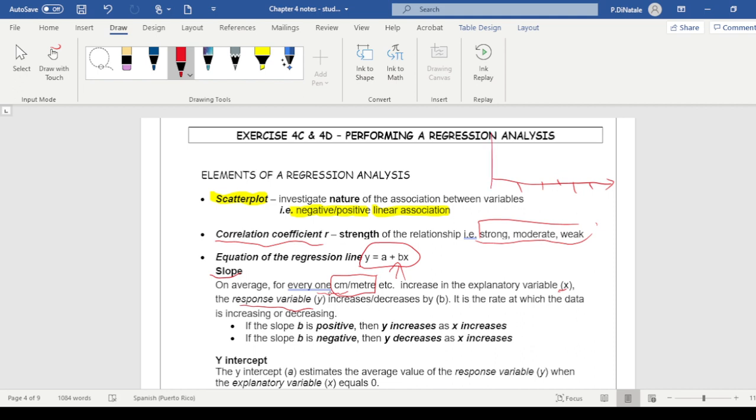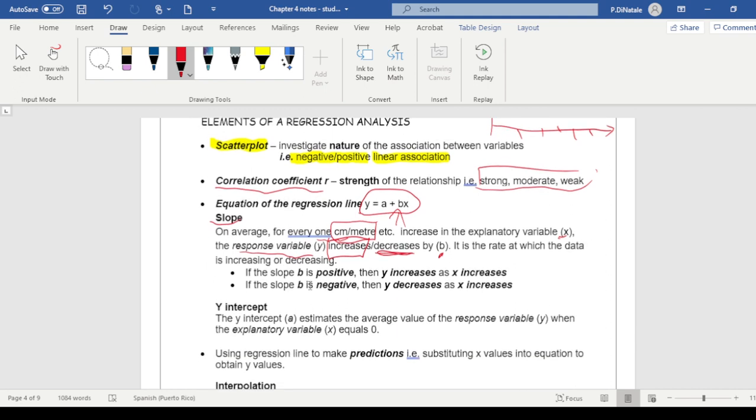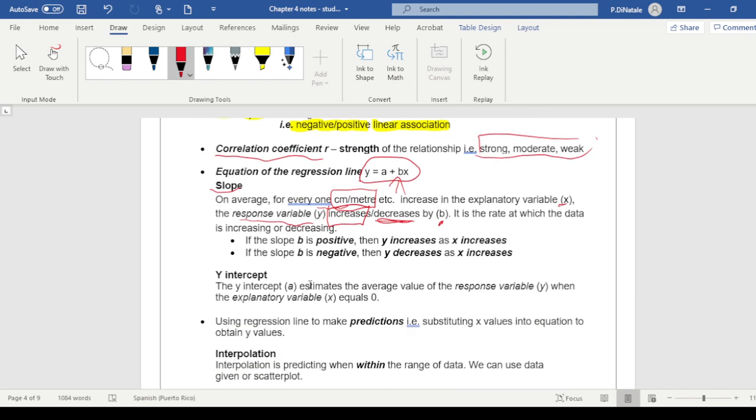Now if it's a positive gradient, it's going to increase. If it's a negative gradient, it's going to decrease by whatever this gradient is. So we're looking at the rate at which the data is increasing or decreasing. We might be looking at the y-intercept.